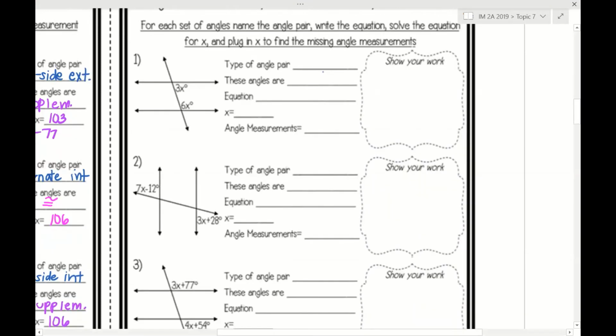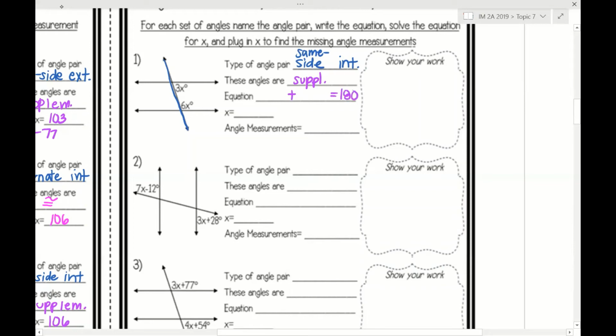So if I look at number 1, my parallel lines are the horizontal lines. My two angles are inside those parallel lines. So that means I have interior angles. If I look at the transversal, they're both on the right side of the transversal. So that means that they are same side interior angles. And so same side interior angles are our supplementary angles, which means that I'm going to add the two angles together and set that equal to 180.